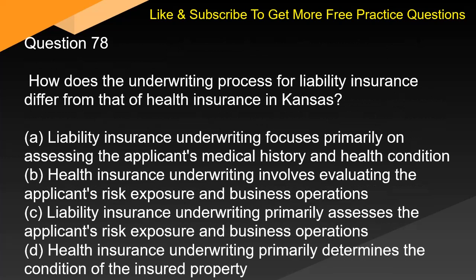Question 78. How does the underwriting process for liability insurance differ from that of health insurance in Kansas? A. Liability insurance underwriting focuses primarily on assessing the applicant's medical history and health condition. B. Health insurance underwriting involves evaluating the applicant's risk exposure and business operations. C. Liability insurance underwriting primarily assesses the applicant's risk exposure and business operations. D. Health insurance underwriting primarily determines the condition of the insured property.